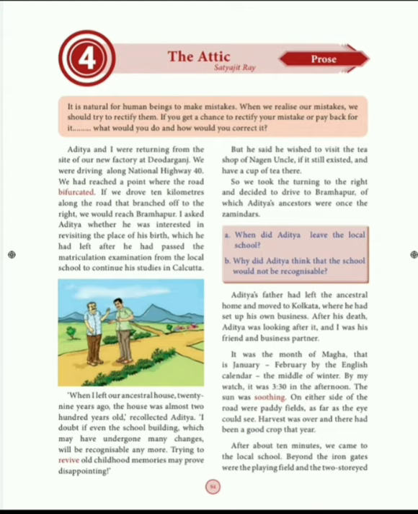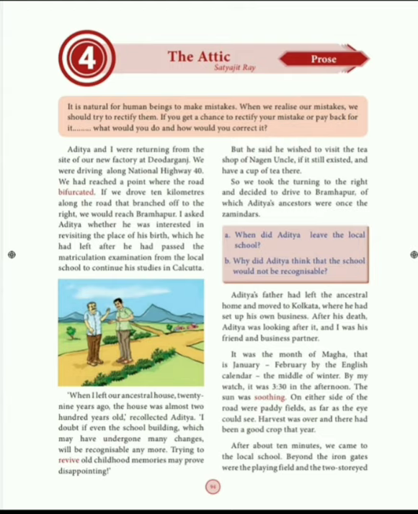Before 29 years, Aditya's father left this village and reached Kolkata, and there he set up his own business. After his death, what happened? After the death of Aditya's father, Aditya is running that business, and one of his partners is his friend Satyajit Ray. His friend as well as his partner, Satyajit Ray.